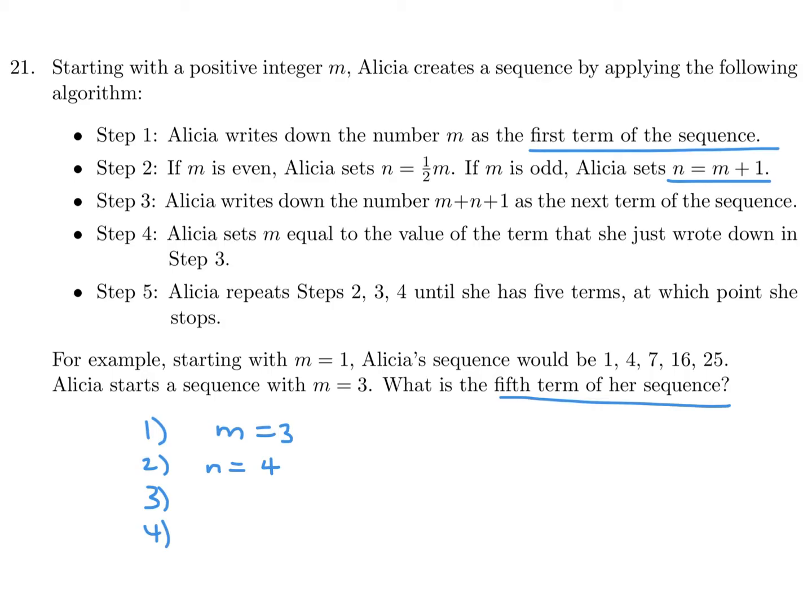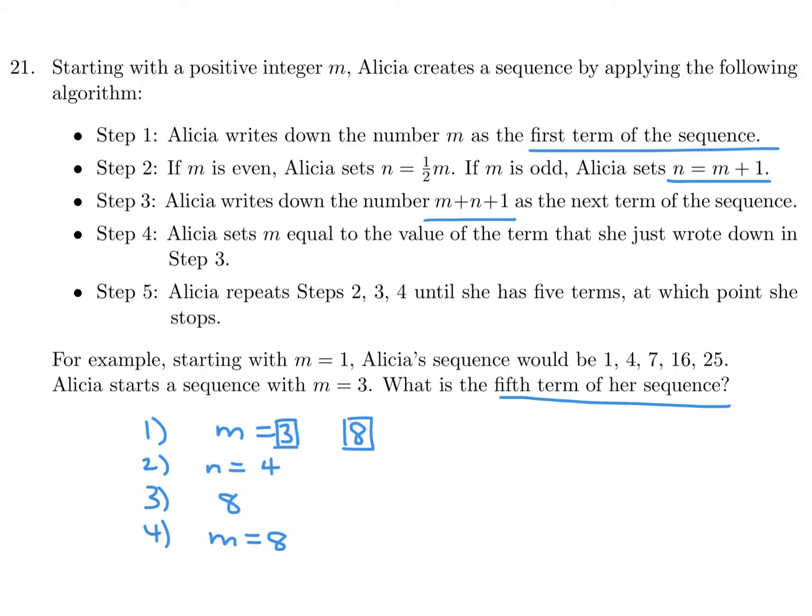And then we have to write down step 3, m plus n plus 1, which in this case would be 3 plus 4 plus 1, which is 8. And then step 4, which is m equal to that, which is 8. And this 8 comes up here. So this is now the second term. This was the first term. This is the second term. And we're just going to go through this process again.